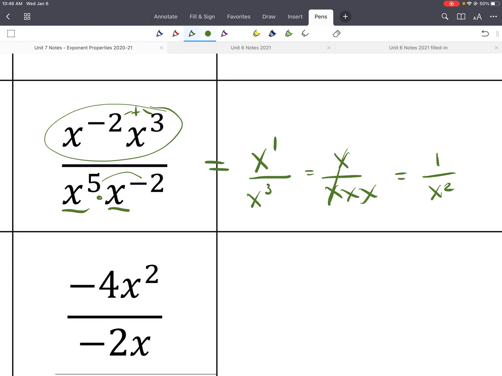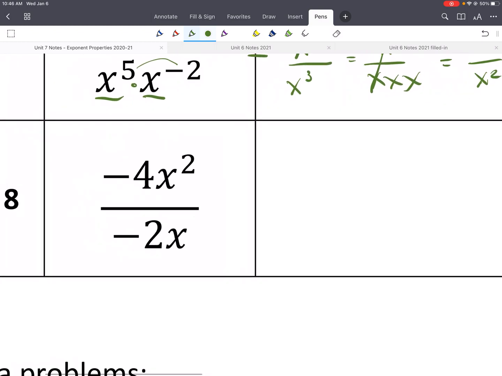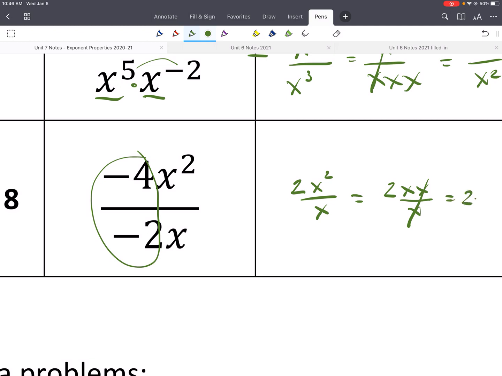All right, last but not least, again we can cancel. Those are our coefficients, or not cancel but simplify. Negative 4 divided by negative 2, that will give us a positive 2. And then if we just want to keep that there. And then we could expand 2x times x over x. One of those will cancel, and that just leaves us with 2x.